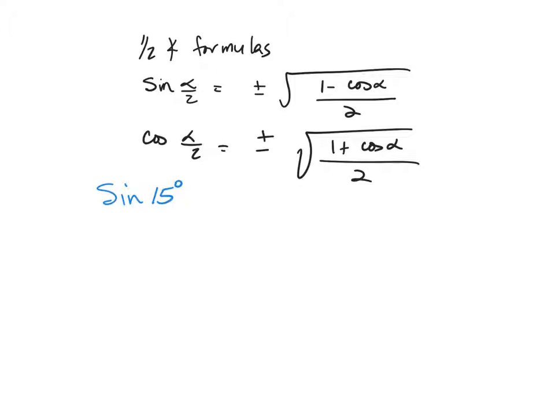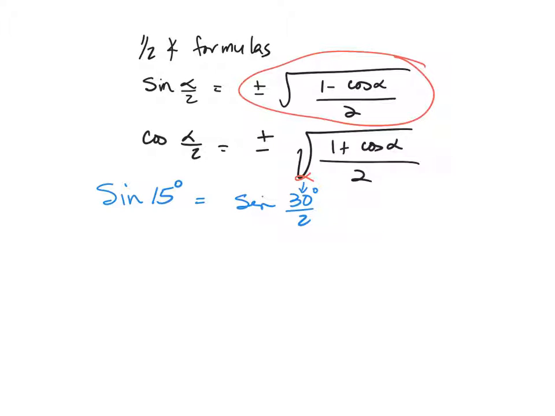All right, they're asking us to find the sine of 15. Well, if we look at our unit circle, 15 is not on there, but 30 is. And so isn't this the same as sine of 30 over 2? What's 30 over 2? 15. So if I put alpha equals 30, then I can use this formula to find the sine of 15.